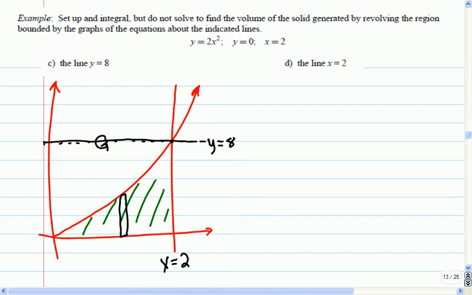Oh, so close. Yeah. Disc, washer, shell, all. Well, I guess at some point you could do all of them. But this is going to be a washer because there's this gap here, right? If this was the bar that I'm looking at, here's the gap. So that tells me when I rotate it, I'm going to have the washer situation.